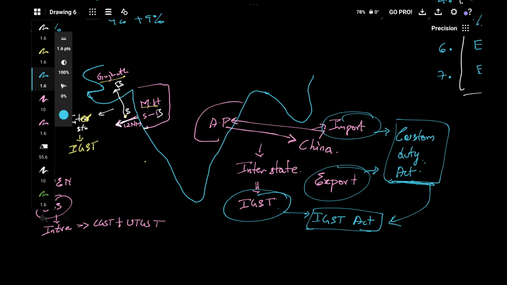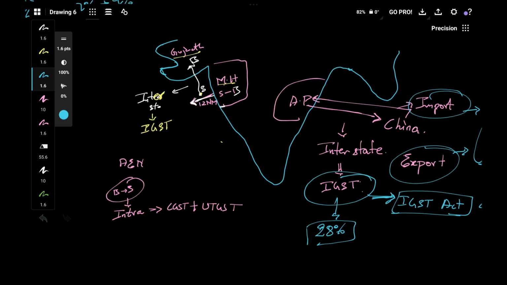They are covered under customs duty, and the tax that customs duty will levy is IGST only. In this example, the IGST is 28%. They'll levy this 28%. They'll just take this tax percentage, that's it. They are not covered under GST. Okay, I hope it is clear to you.